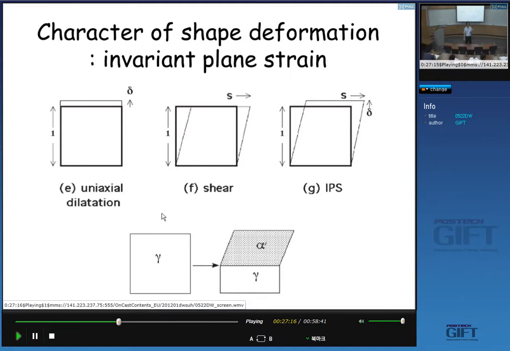And one thing you have to consider is that there is a volume expansion during the FCC to BCC transformation, because BCC is a more open structure, right? So the volume of the material will increase during the austenite to martensite transformation. In that sense, this general invariant plane strain, which contains dilatation terms as well as the shear term, will be the proper invariant plane strain to describe the shape deformation during the martensitic transformation, right?